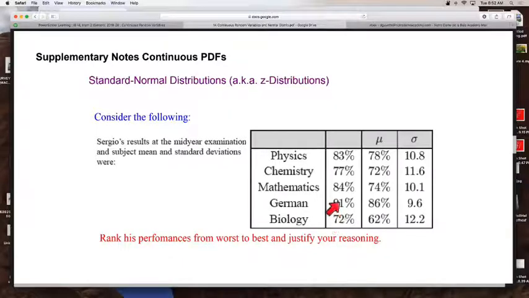Take, on the other hand, his German score, which is the highest score on the list, but the average for the class was 96 and the spread was 9.6. And therefore, the 91% is only about a half of a standard deviation above the mean. So even though his gross score was high in German, relative to the difficulty of the test, he didn't do that well compared to his peers. So in this case, because all of the means and standard deviations are different, we have to do a little bit of mental gymnastics to determine which of these scores is the best.